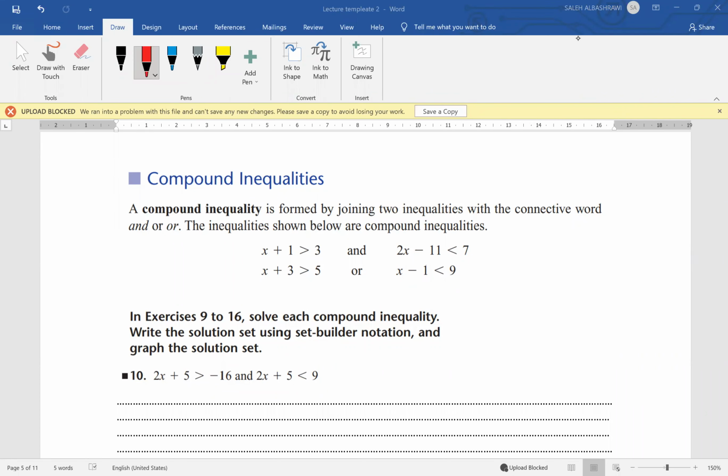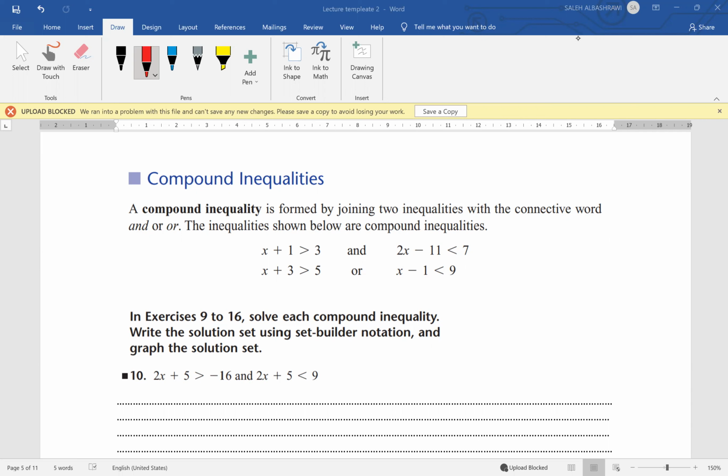Bismillahirrahmanirrahim. Welcome to the second part of this topic, which is the inequalities. In the first part, we spoke about the inequalities and we gave some different examples of linear inequalities. And we wrote the solution for the inequality using different forms, either by set builder notation or graph the solution or using the interval notation. In this part, we are going to speak about the compound inequalities.